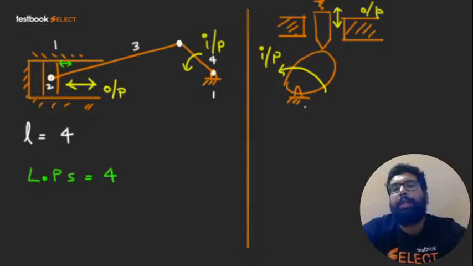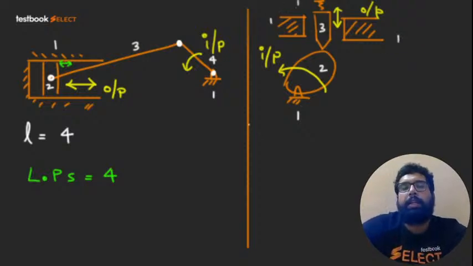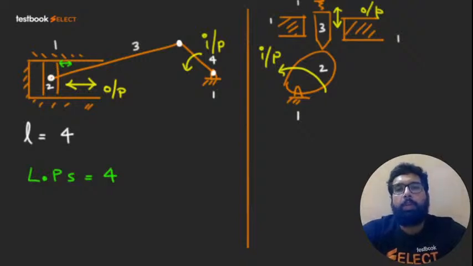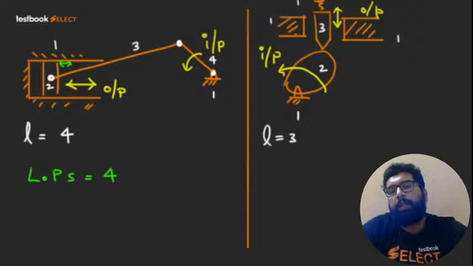Now if I count the links in this, this is the fixed link, this is 2, this is 3. We counted the links yesterday in the previous session also. Okay? So we got 3 links there. Getting my point?